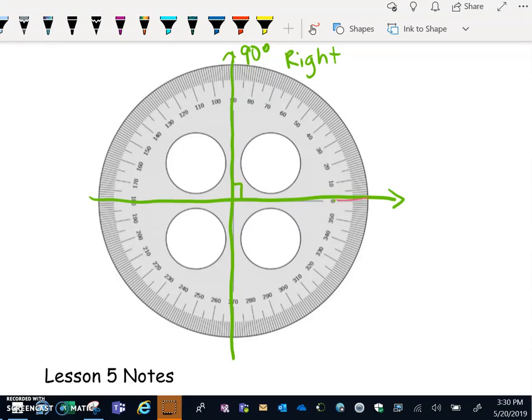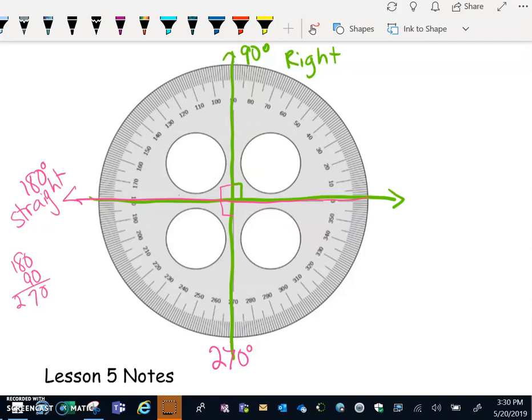Then from this 0 all the way over to 180 degrees, this is considered a straight angle. It's just a straight line. But you'll notice from here to here is another right angle. We have another right angle from here to here. So if that's 90 and this is 90, this would also be 90. So if I add 180 and 90, I get 270. So this angle is 270 degrees.